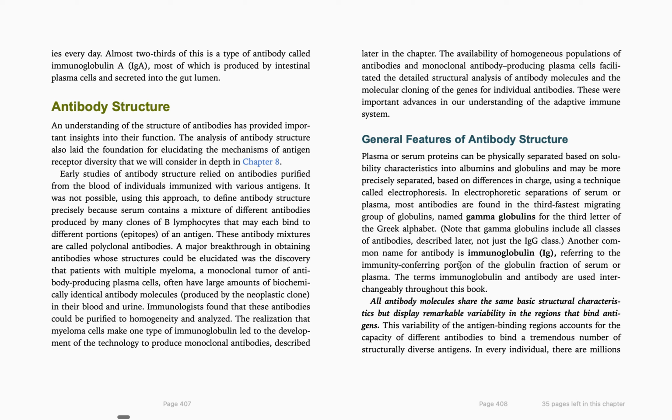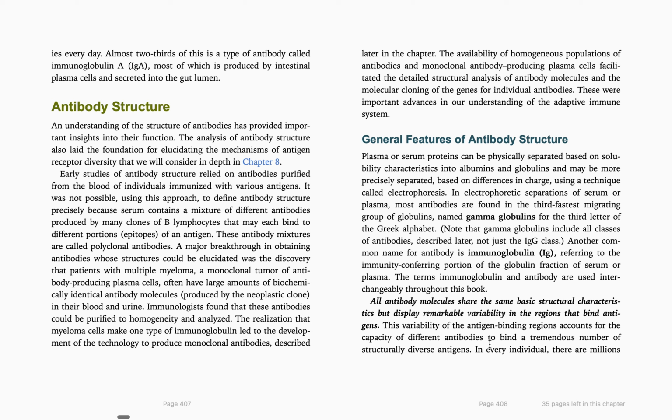Another common name for antibody is immunoglobulin, Ig, referring to the immunity-conferring portion of the globulin fraction of serum or plasma. The terms immunoglobulin and antibody are used interchangeably throughout this book. All antibody molecules share the same basic structural characteristics, but display remarkable variability in the region that binds antigen.